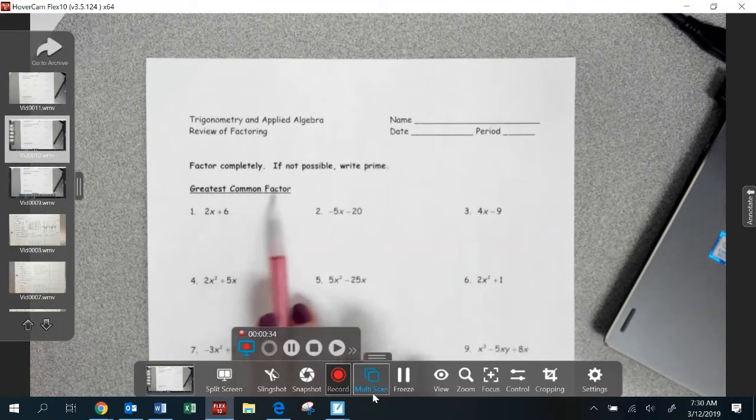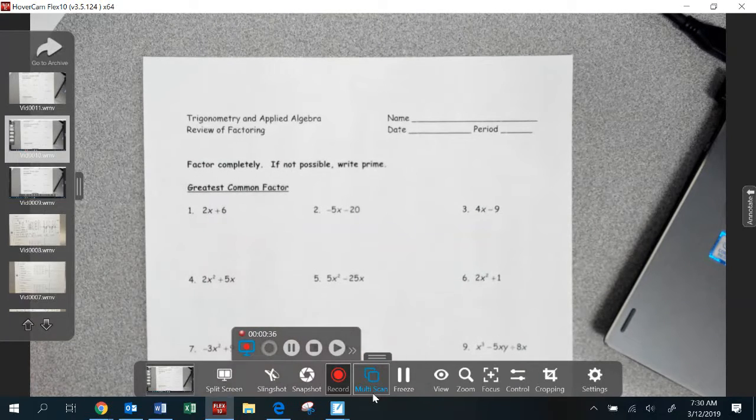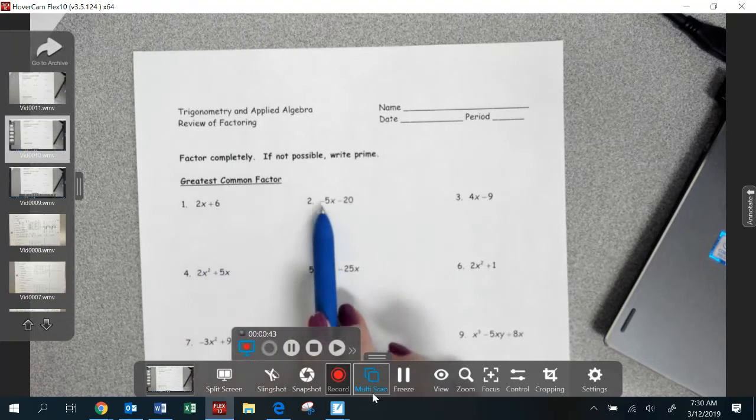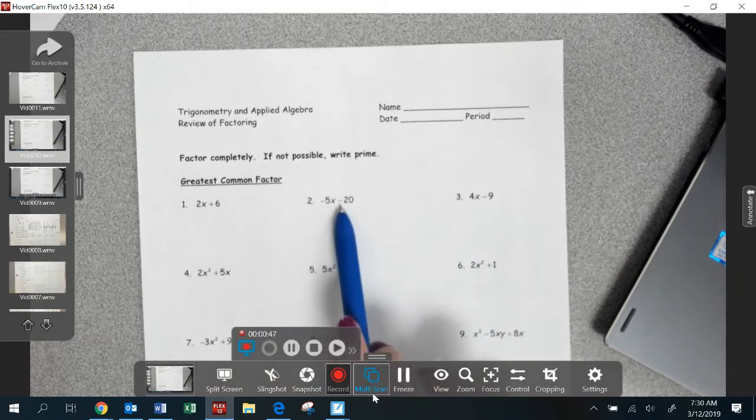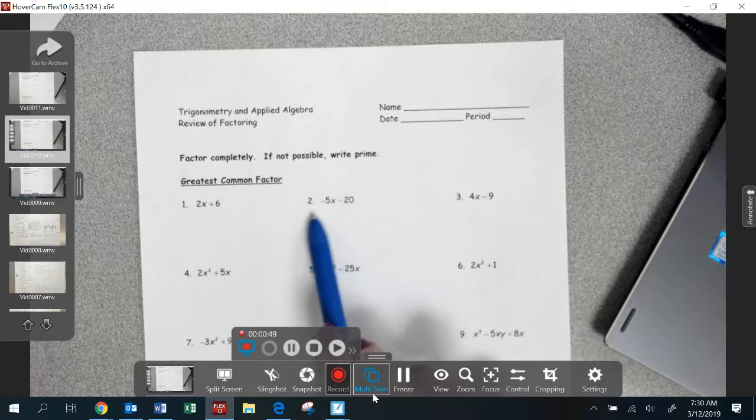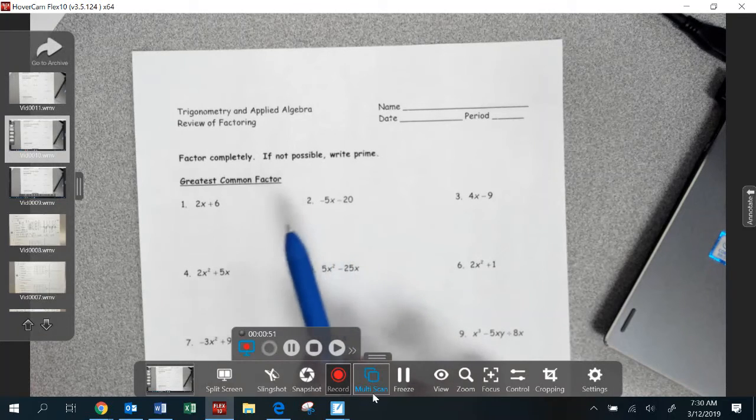The first type of factoring is the type that we should always check for. It's called greatest common factor, and that means we're looking at all of the terms of a problem and determining if there's anything in common to each of the terms that could be factored out as that GCF. Think of this like undoing distribution.